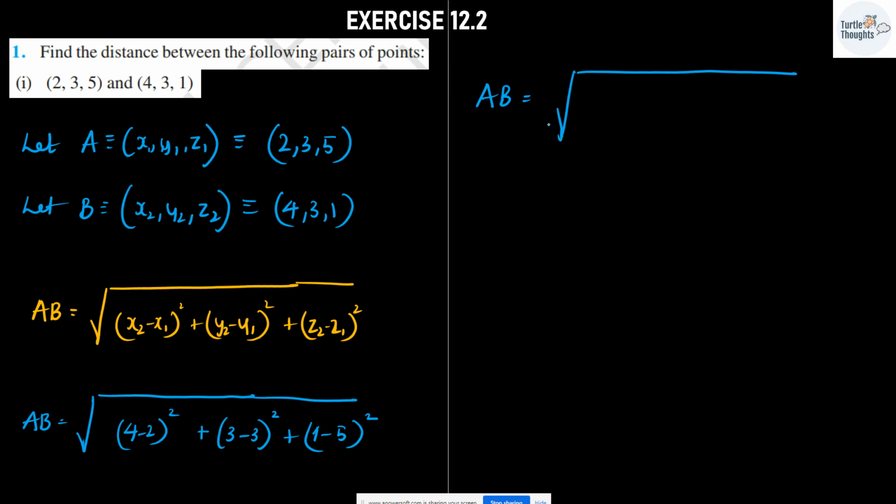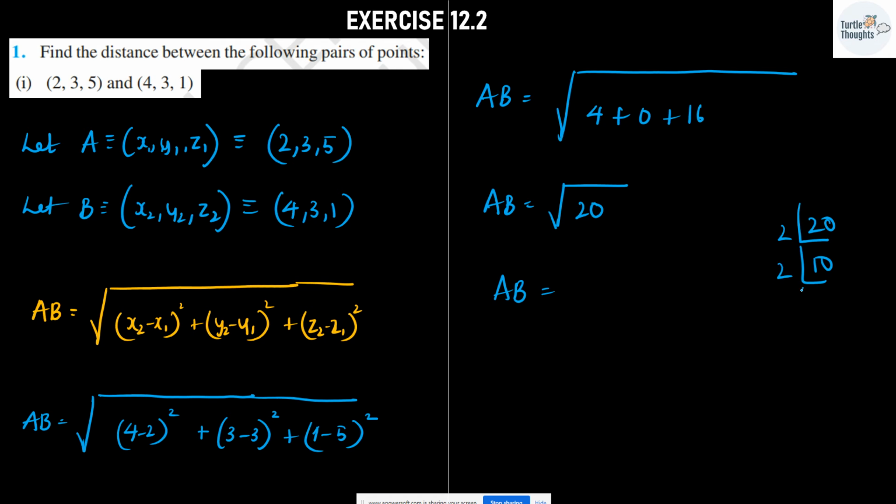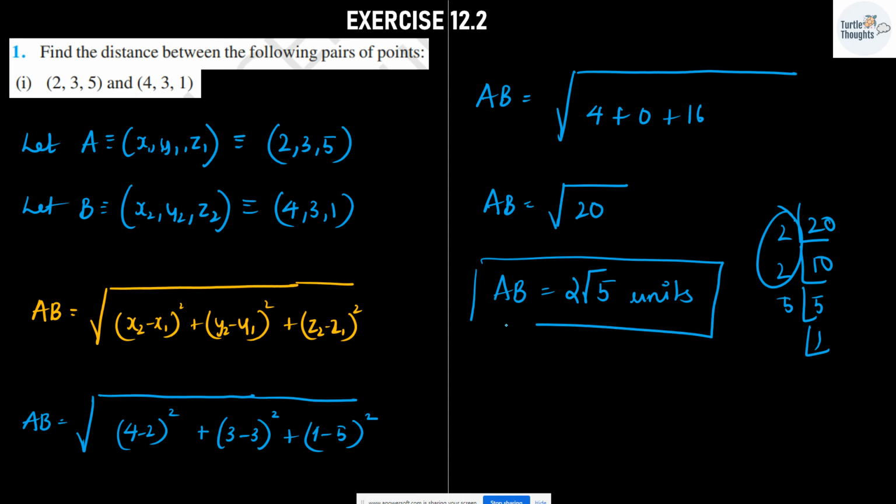4 minus 2 is 2, 2 square is 4, plus 3 minus 3 is 0, 0 square is 0, 1 minus 5 is minus 4, minus 4 whole square is 16. So 4 plus 0 plus 16, AB you will be getting as root 20. Root 20 can be further written as 20 you can divide with 2, 10, 2, 5, 5, 1. So you have a pair of 2. So 2 root 5 units. This is going to be the distance between the points A and B.